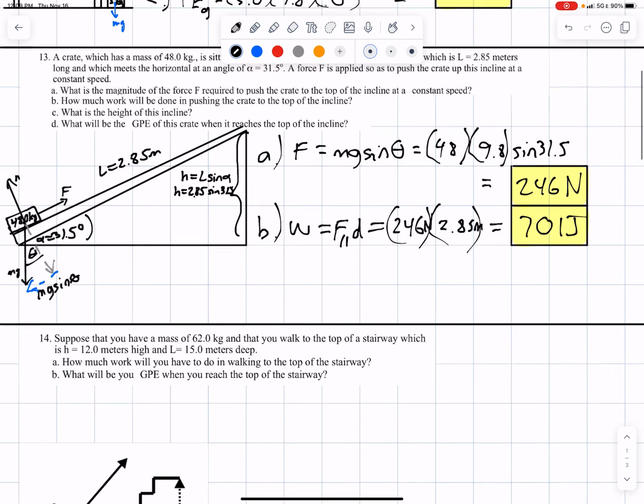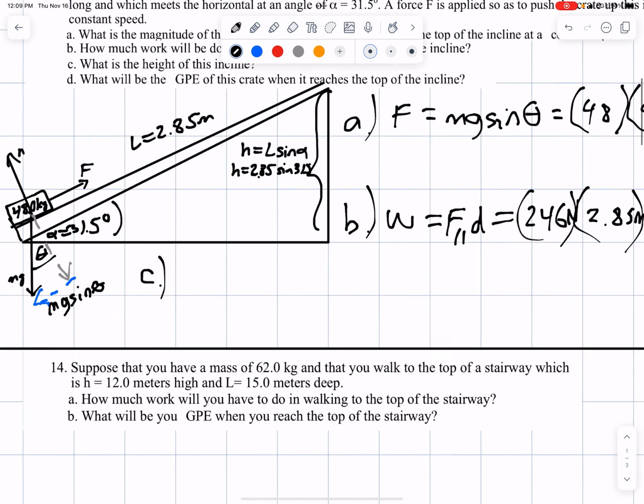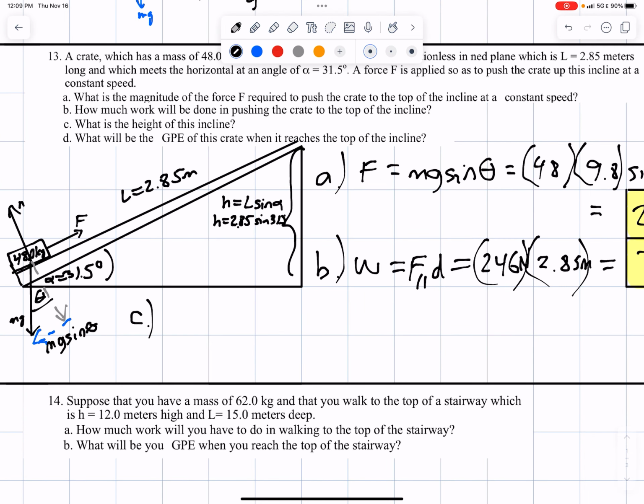Okay, part C. Do that over here. So part C says, what's the height of the incline? Well, if you see over here, you have a right triangle, right? And the height is just the opposite side of theta from that right triangle. So if you know about how we've been using our components of a right triangle, the opposite side links to the sine of the angle. So the height is really what? Length times the sine of the angle. That's what we're going to be using.